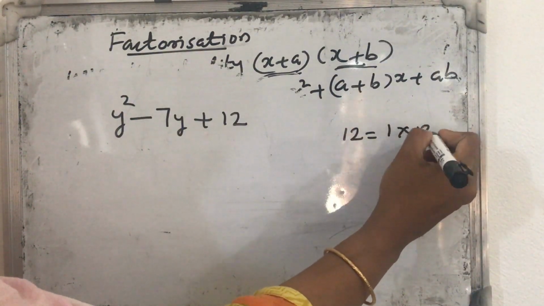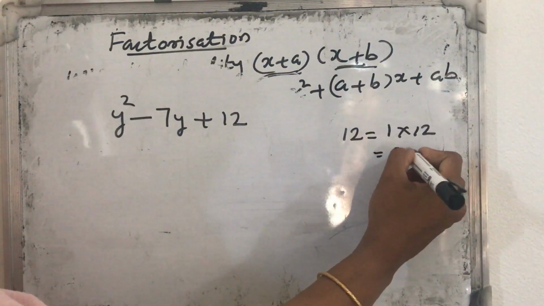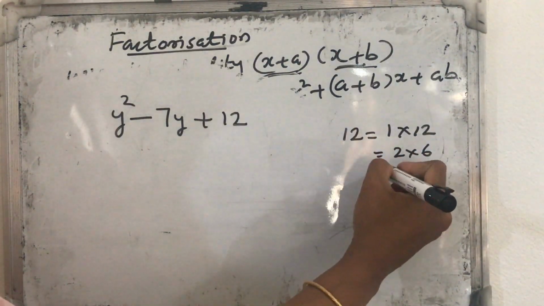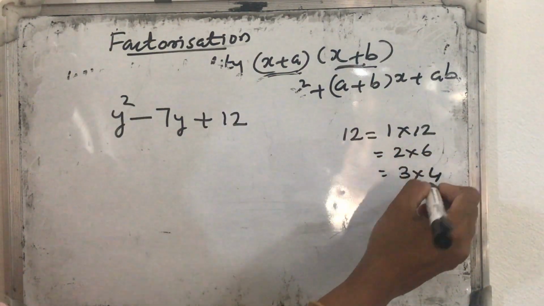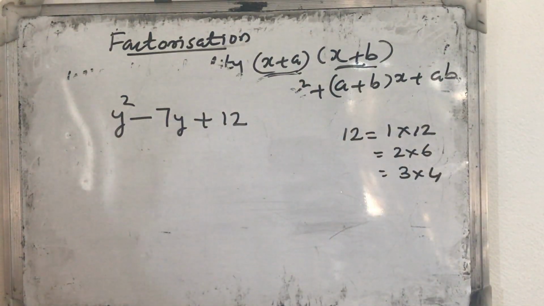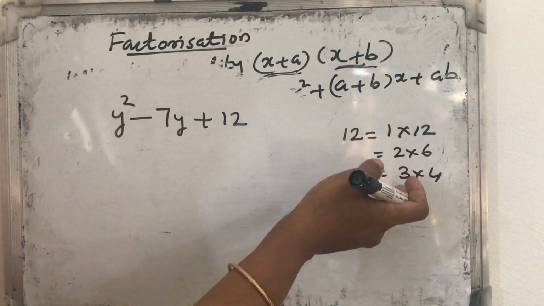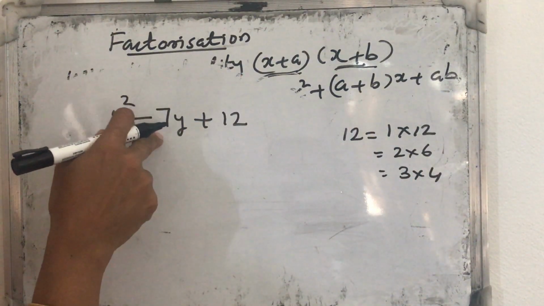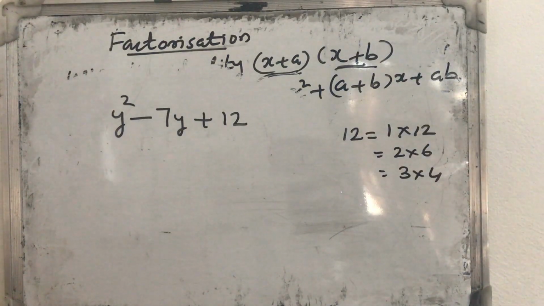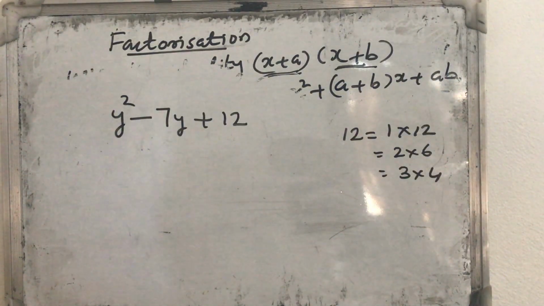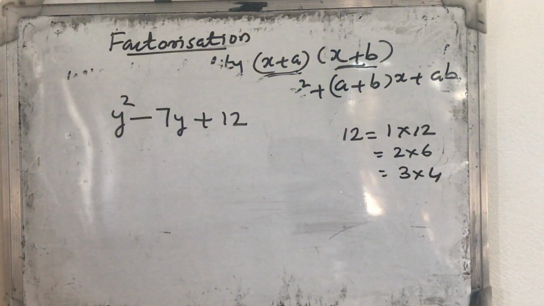1 into 12 is 12. Okay, then another set is 2 into 6, also 12. Then another pair is 3 into 4. Out of these three pairs, which will be suitable? If we take the sum of those two numbers, then we want to get minus 7. Okay, which pair is possible to get minus 7 as the sum?